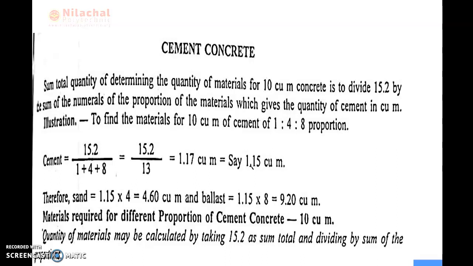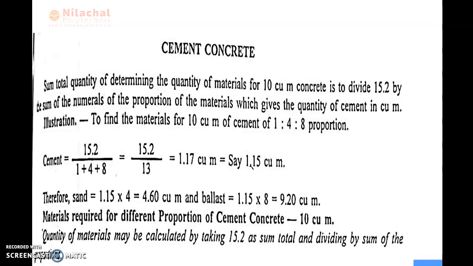So here, to determine the quantity of material for 10 cubic meters of concrete, we divide the sum total, 15.2, by the sum of the proportion of the material, which gives the quantity of cement. To find the material for 10 cubic meters of cement concrete with a 1:4:8 proportion, 15.2 is used. So if we consider the proportion of material for the cement concrete, it is 1:4:8.